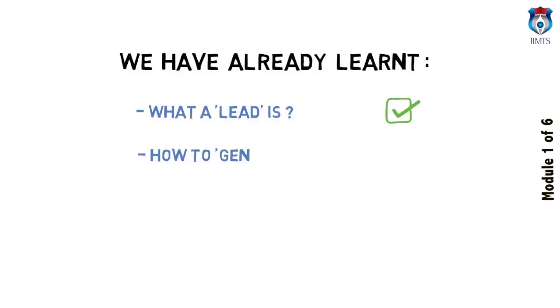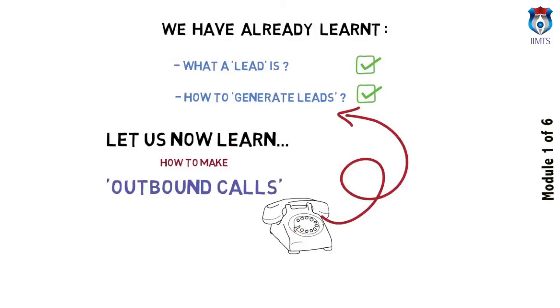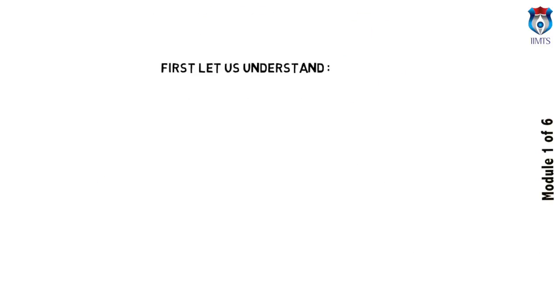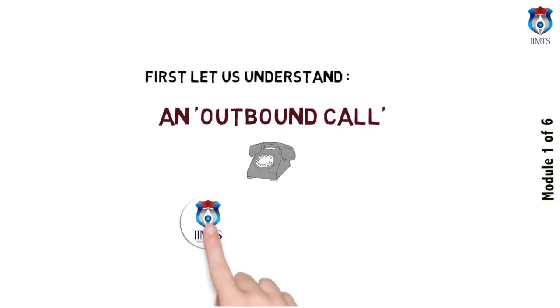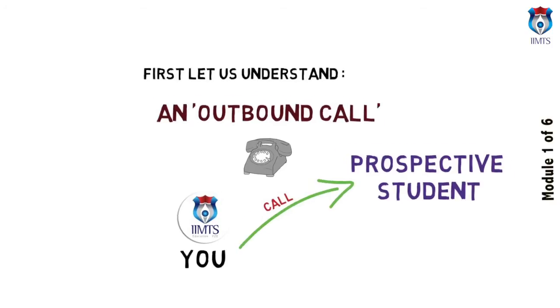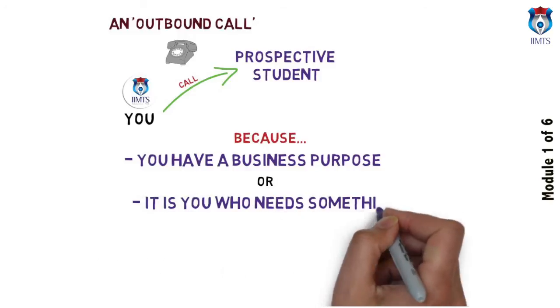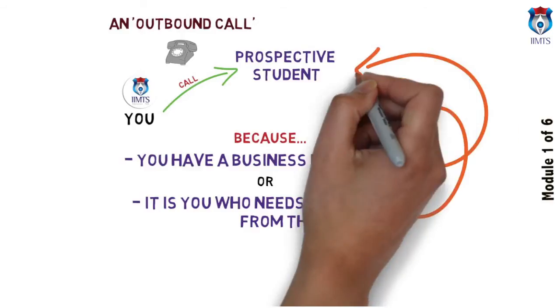Now that we understand what a lead is and how to generate leads, let us learn how to make an outbound call to these leads or prospects. First, let's understand what is an outbound call. An outbound call is when you call someone. More often than not, this is done for a business purpose, or when you are the one who needs something from the other person you have just called.